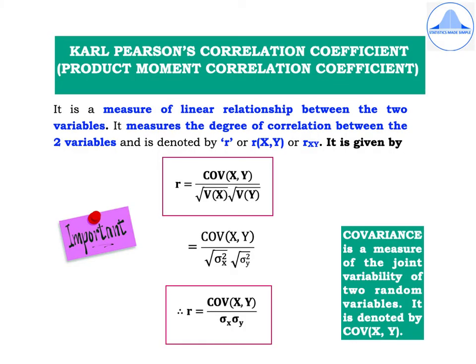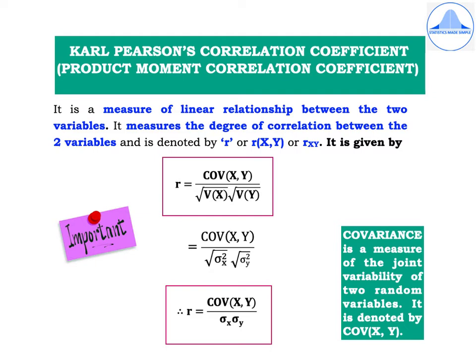Karl-Pearson's correlation coefficient is also called the product moment correlation coefficient, and it is a measure of the linear relationship between the two variables. It measures the degree of correlation between the two variables, and it is denoted by the alphabet R, or R of x comma y, where x and y are in capital letters, that is, they denote the names of the variables, or R subscript xy.